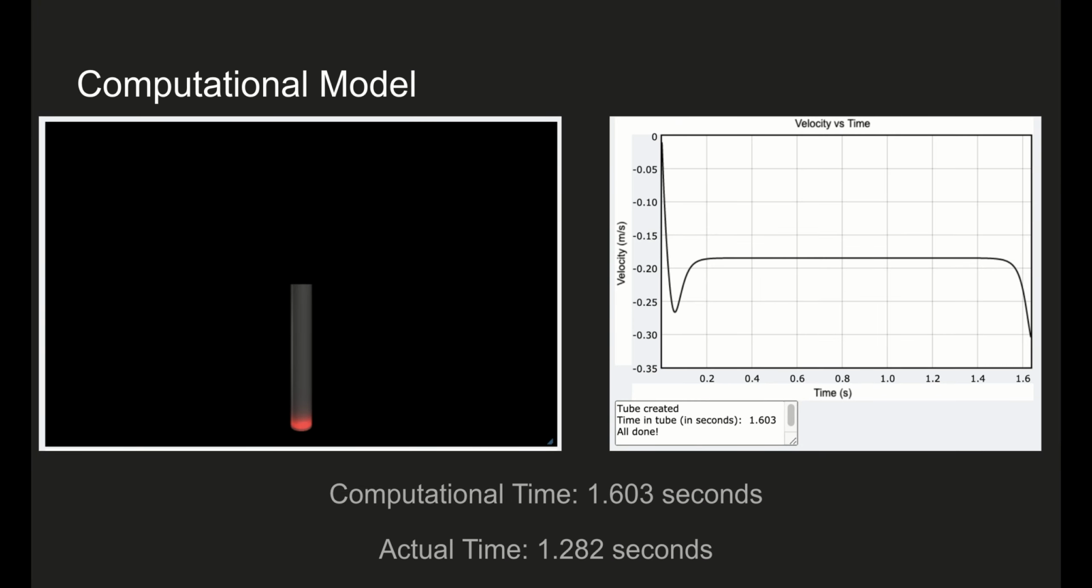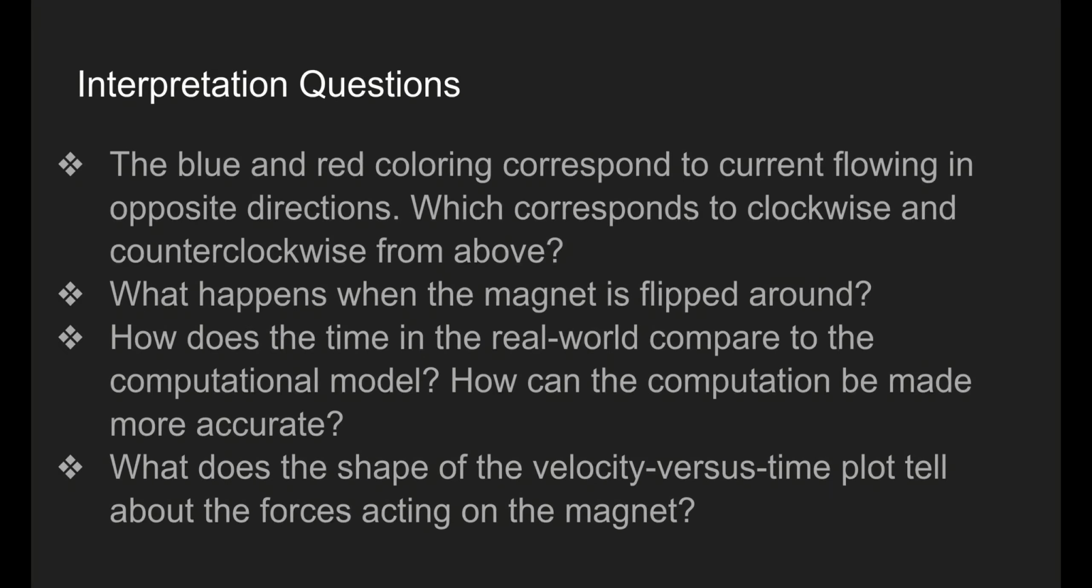Here's the computational model with the tube on the left, and the velocity versus time graph on the right. The computational time was 1.603 seconds, while the actual time was 1.282 seconds. To the interpretation questions, the blue and red coloring corresponded to current flowing in opposite directions. I found that the red coloring had to correspond to the counterclockwise direction, because at the bottom of the loop, the current is red, and the tube is trying to keep the magnet from falling at the bottom.